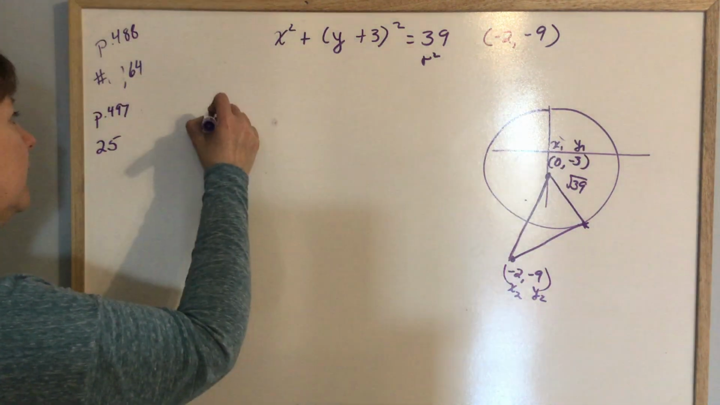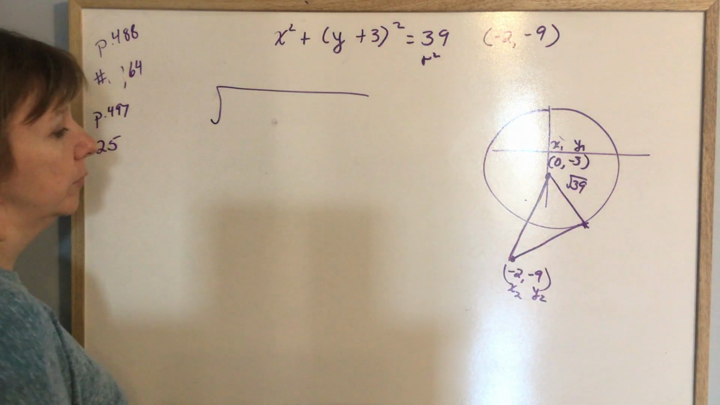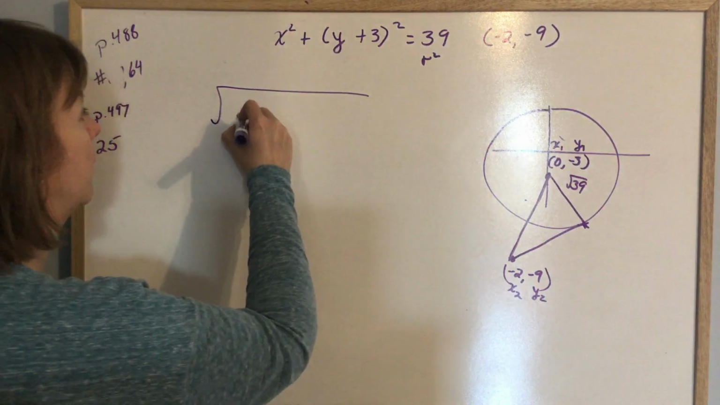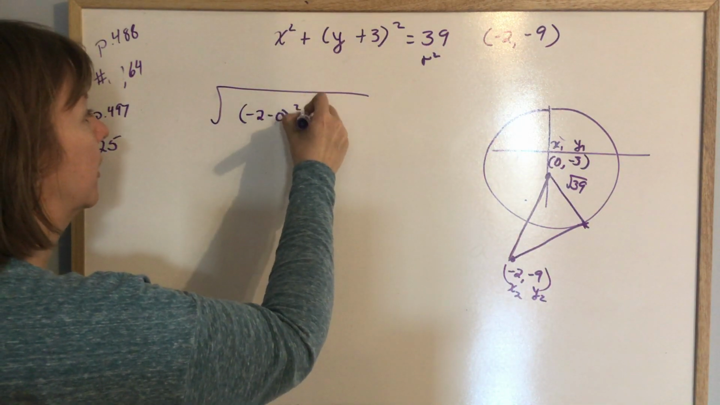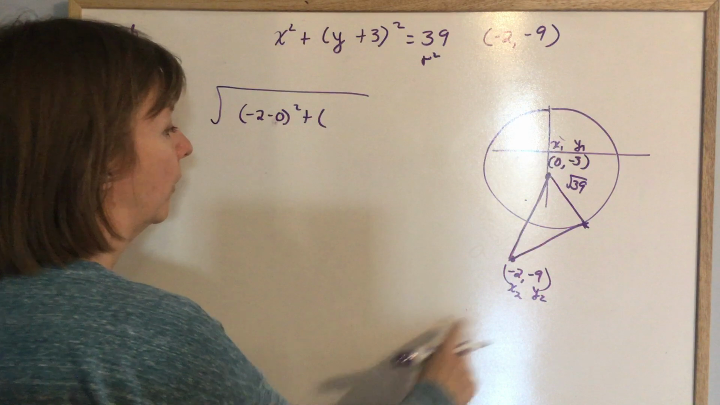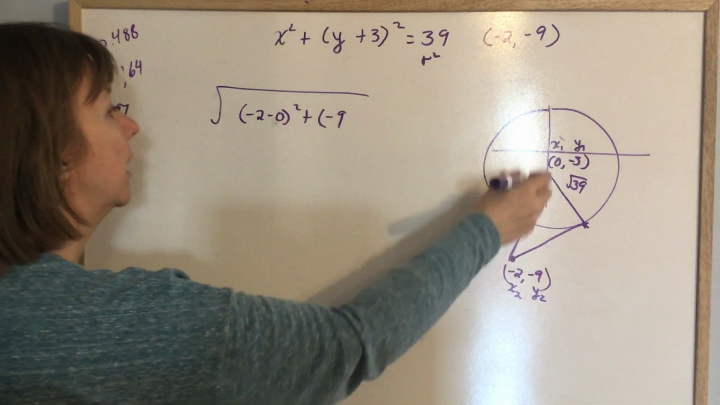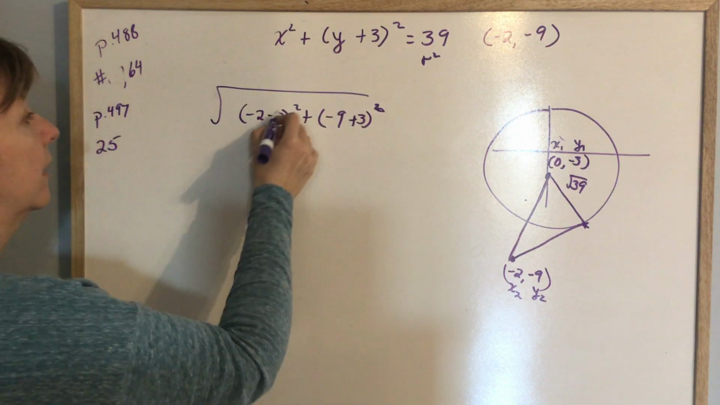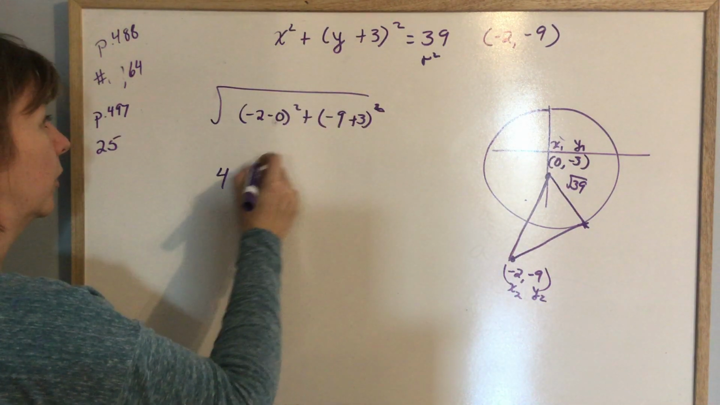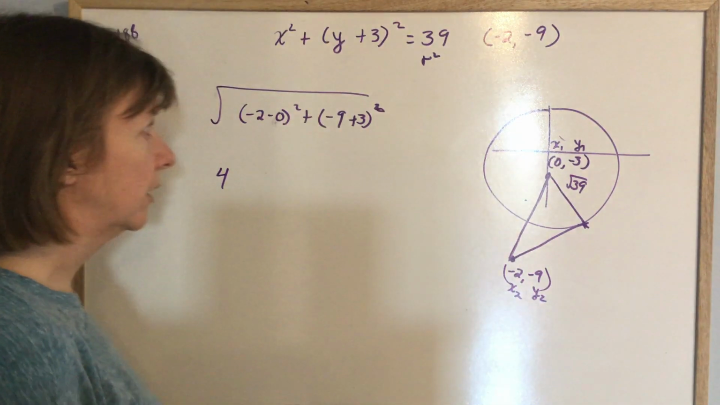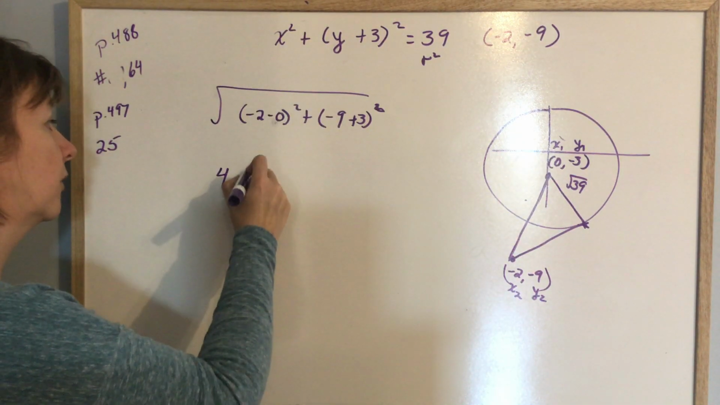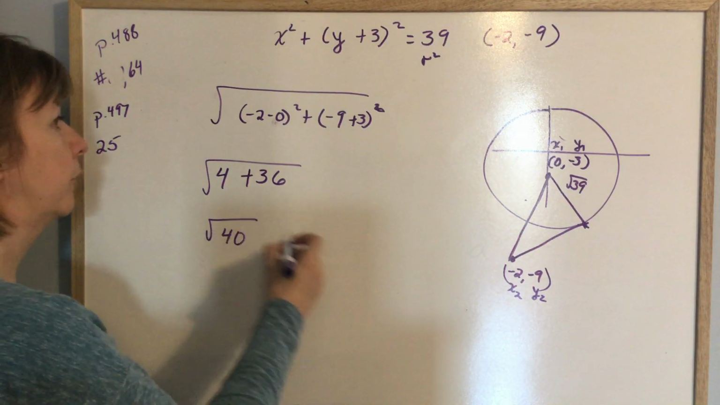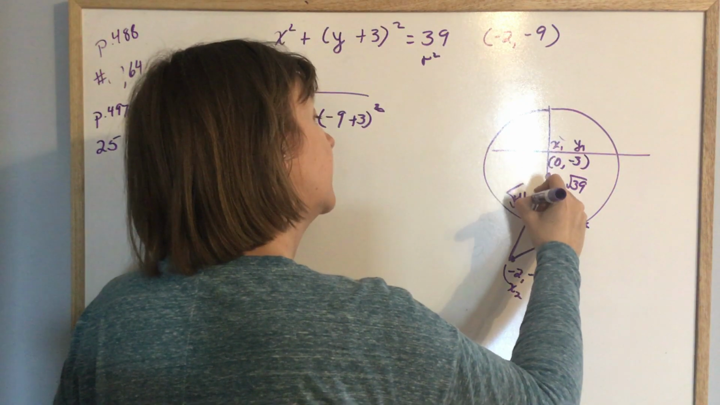Okay. So the square root of x2 minus x1, so -2 minus 0 squared plus y2 minus y1, so -9 minus -3, so really plus 3 squared. So -2 minus 0 is -2 squared is 4. -9 plus 3 is -6 squared is 36. So this is the square root of 40. And again, no need to simplify that at all.